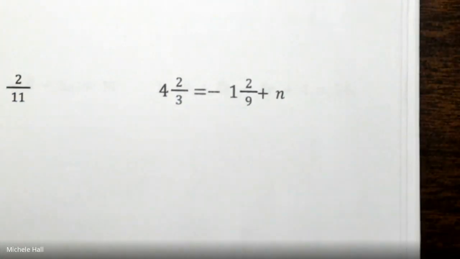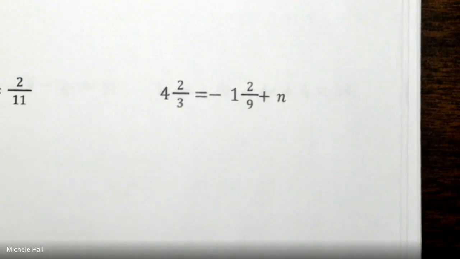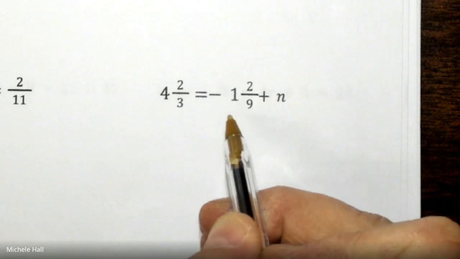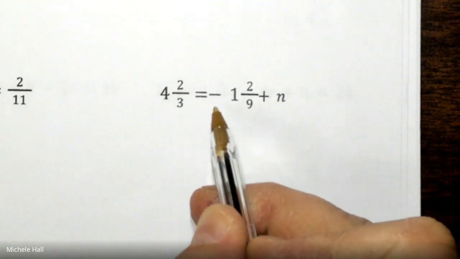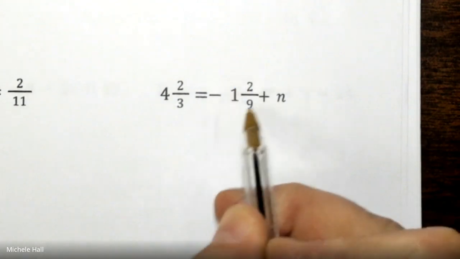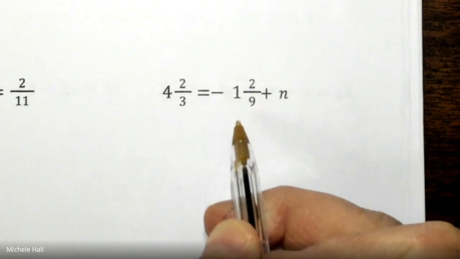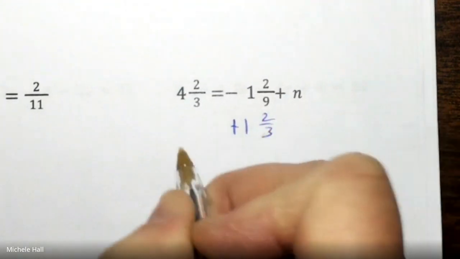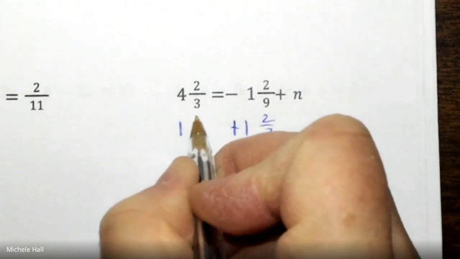4 2/3 equals negative 1 2/9 plus n. What's being done to n? It's being added by what? Exactly what is it being added by? A mixed number. It's a negative mixed number. It's being added by a negative 1 2/9. Remember, always look in front. So how do I undo a negative 1 2/9? I'm going to add 1 2/9. I'm going to line up my whole numbers over here, 1 and my fraction column.